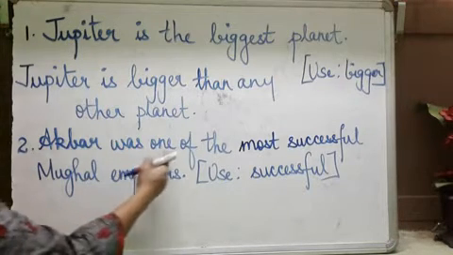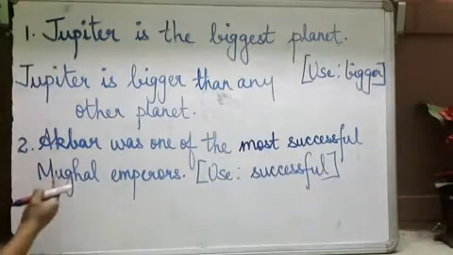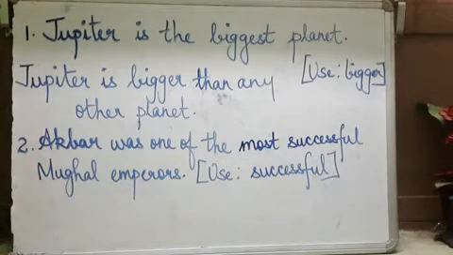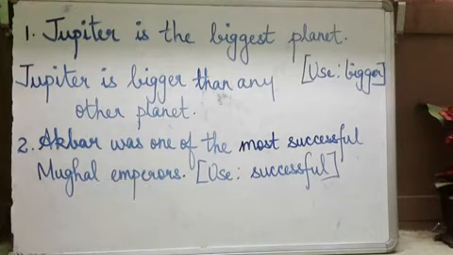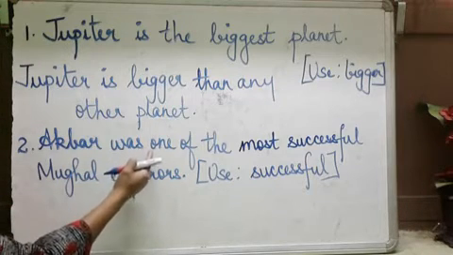Akbar was one of the most successful Mughal emperors. Here you can see they have used one of the, and the noun is in plural form. So which pattern is this, first pattern or second pattern? Second pattern, is it not? Now they have asked you to use only successful. In the comparative degree, will only successful come? No, more successful will be there. So successful, in which degree will it come? Positive degree.